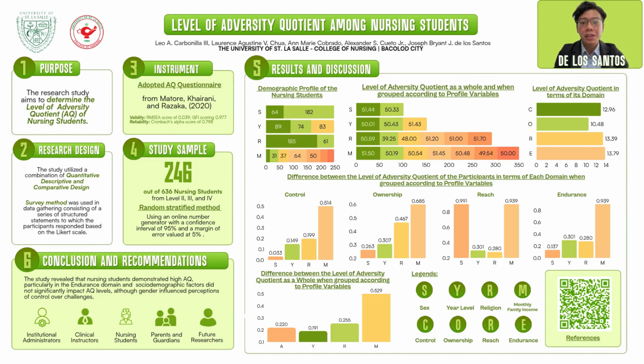Okay, so for our conclusion, our study assessed the adversity quotient of nursing students and its relationship with sex, year level, religion, and family income. Results showed that most students had high AQ levels, especially in endurance, indicating strong persistence during challenges. No statistically significant differences were found across demographic variables, except in the control domain where males scored slightly higher.